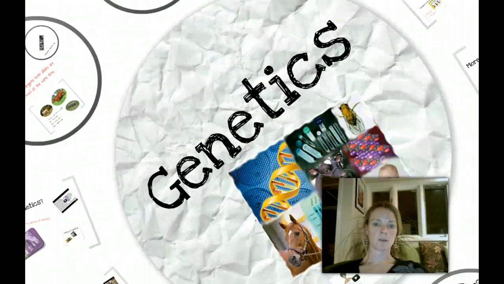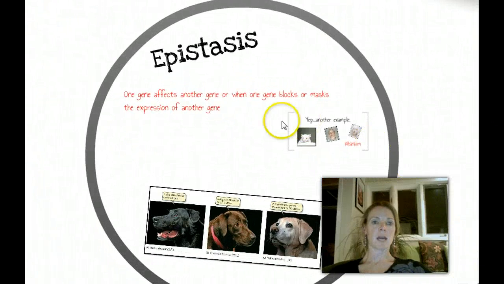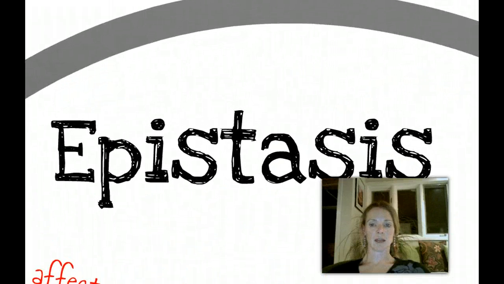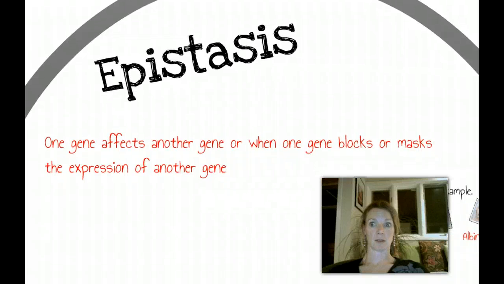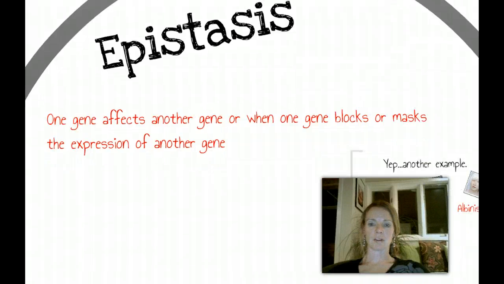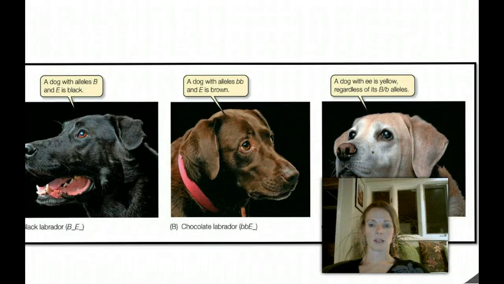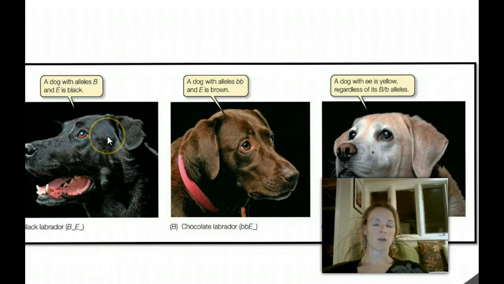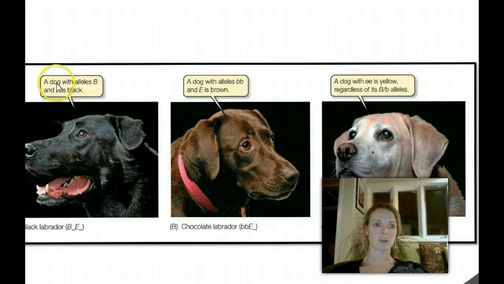All right, I think we're moving on, getting close to the end here. Epistasis, something kind of interesting. Epistasis is where one gene affects another gene, okay? I had to make that a little bit bigger in case you couldn't see it. One gene affects another gene when one gene blocks or masks the expression of another gene, okay? So it's really interesting that, take for instance, one of my big examples is albinism, which I'll get into in just a second. But here is showing some dogs, okay, and I'll explain this term again, but let me show you these pictures.